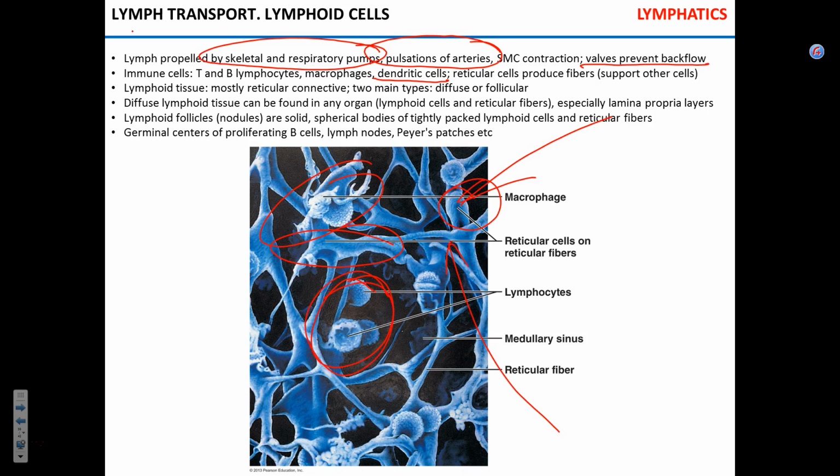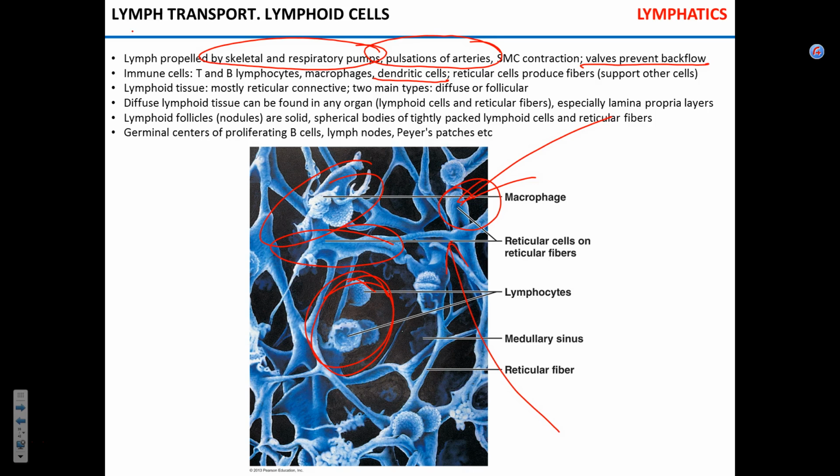Remember that mature T cells and mature B cells, after their maturation respectively in thymus and bone marrow, will migrate into the lymphatic tissue and will seed lymph nodes and spleen, because that's where they're going to encounter antigen.